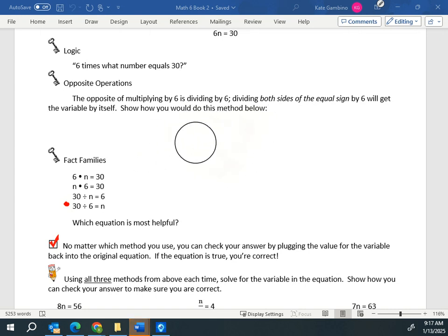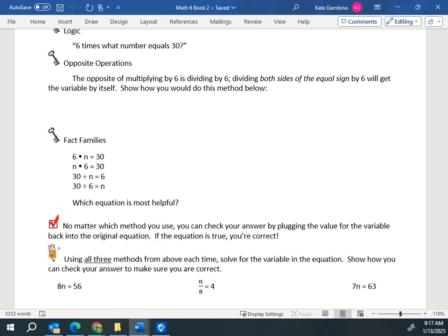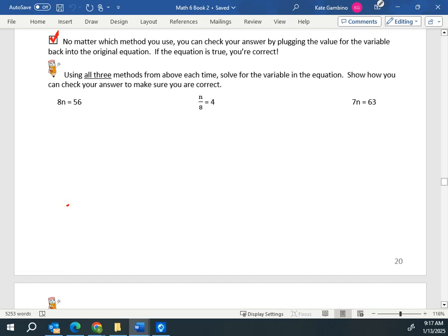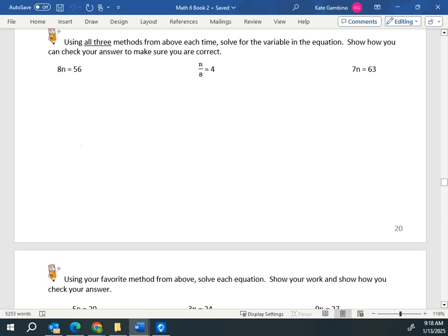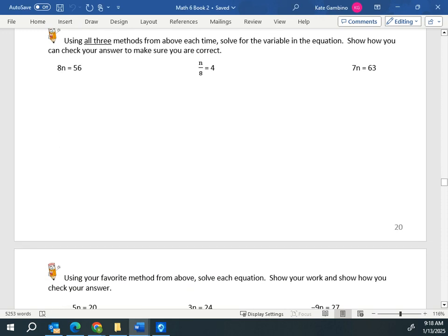So let's look at this bottom part together. No matter which method you use, we can still check our answer like we did with our addition and subtraction. You take your variable answer and you put it in for the variable. Does each side of the equal sign equal the same thing? Does it balance out? So we are going to be checking to see if we got the correct answer. So like we did with the addition and subtraction, we're going to use all three methods, solving for the variable, and then we're going to check it.